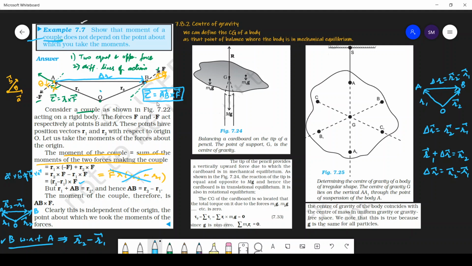Why doesn't it matter? Because AB is not the position from the origin. AB is the relative position of B with respect to A. So it doesn't matter where you are taking the origin. This will always be the same. Okay.